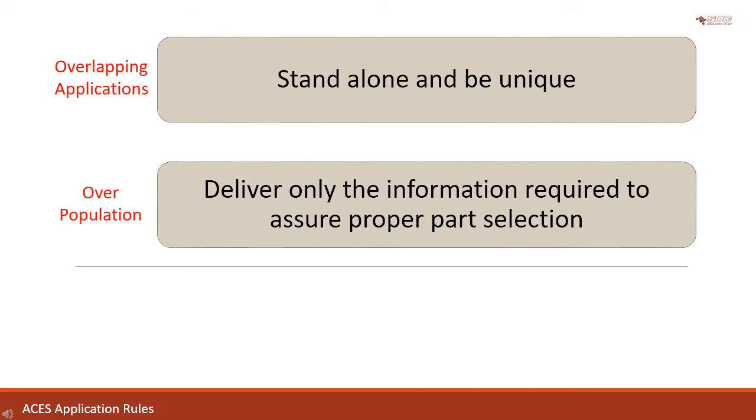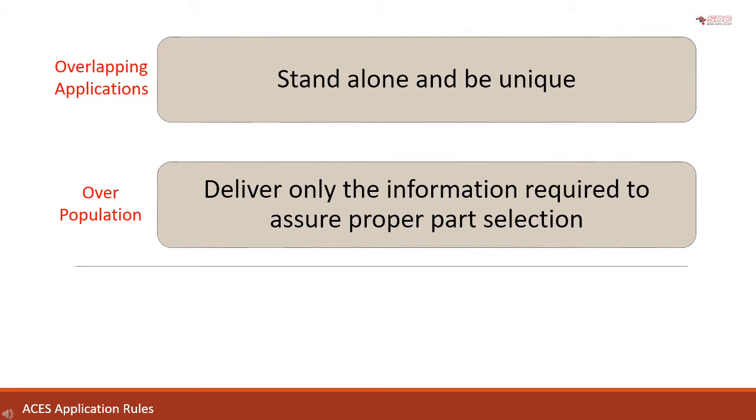But what we don't want to do is have data that's identical on two parts, same vehicle. Then there's no way to tell what's different. So we want to have something that differentiates the two. Otherwise, that's called an overlapped application, and those should definitely be avoided. That's where the term that the data needs to stand alone and be unique comes from.